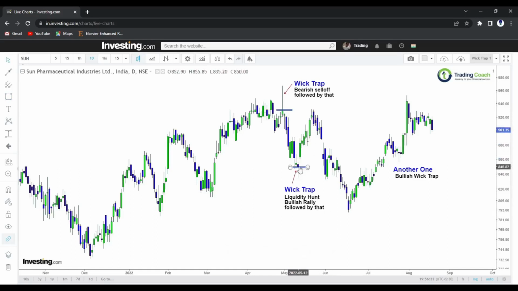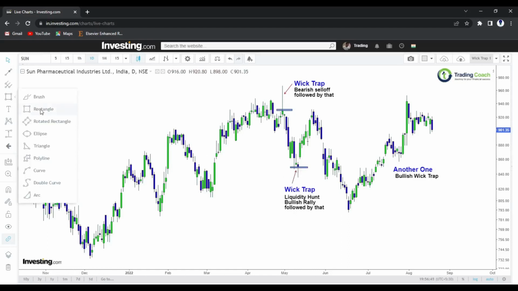So this is nothing but another good example of a liquidity hunt. All the sellers who have taken short positions here got hunted. The big players and institutions might have used this liquidity to enter long positions in the market. All right. So we had a nice liquidity hunt and a bullish rally followed by that liquidity hunt.